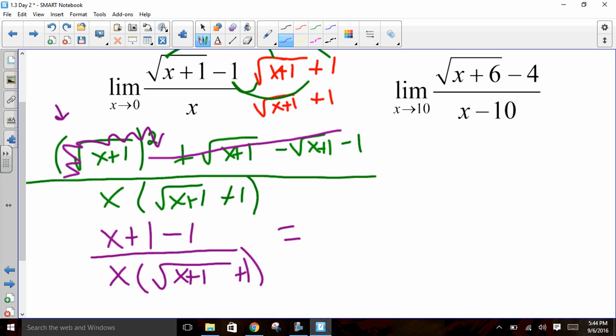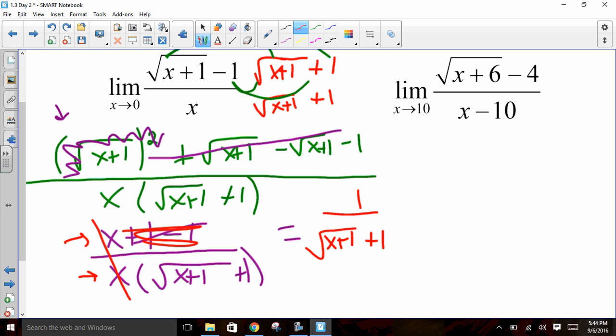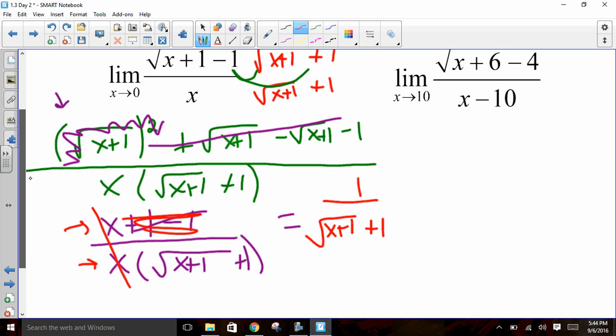Well, on top I end up having 1 minus 1. Those end up canceling. Then I'm left with x over x times the square root of x plus 1 plus 1. If you notice, x by itself, remember, these are gone. And x on the bottom, that x is being multiplied, so I can cancel those out. So I'm left with 1 over the square root of x plus 1 plus 1. Well, I've rationalized my numerator.